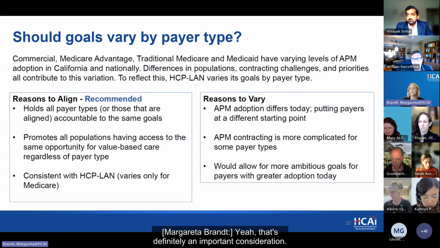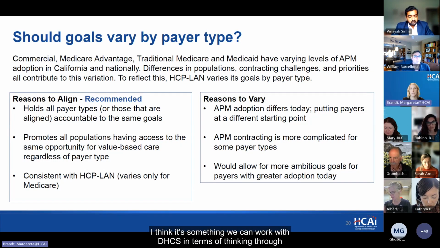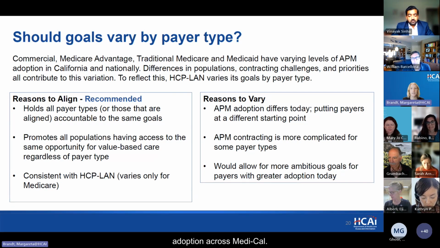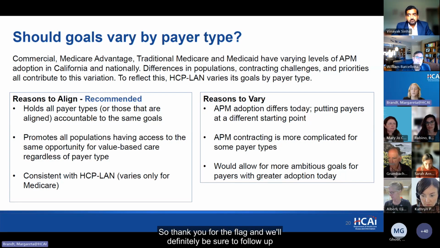Yeah, that's definitely an important consideration. I think it's something we can work with DHCS on in terms of thinking through how we might approach that and what they're thinking in terms of APM adoption across Medi-Cal. So thank you for the flag, and we'll definitely be sure to follow up on that.